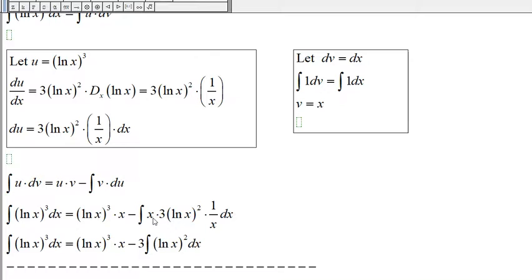Here we have x dividing by x, which is 1. X dividing by x is 1, and what's left is 3 times natural log of x squared. And now we have to do integration by parts again for the integral of the natural log of x squared.